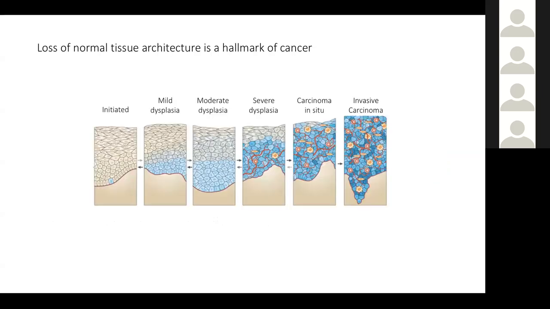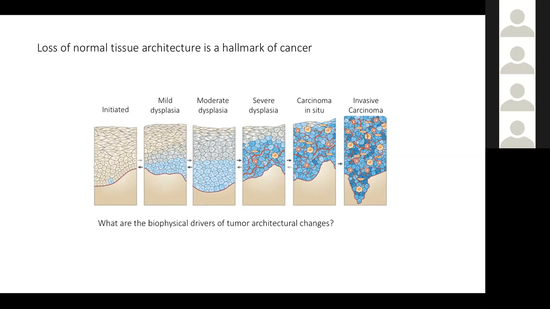Lastly, I'll just say that this architecture is important because one of the hallmarks, and maybe the sine qua non characteristic of cancer, is a loss of normal tissue architecture. We see in this schematic that as cancers initiate and then progress to a problematic state, a normal architecture of this epithelium, where you have cells at the bottom which are different from cells at the top, gets destroyed and disorganized.